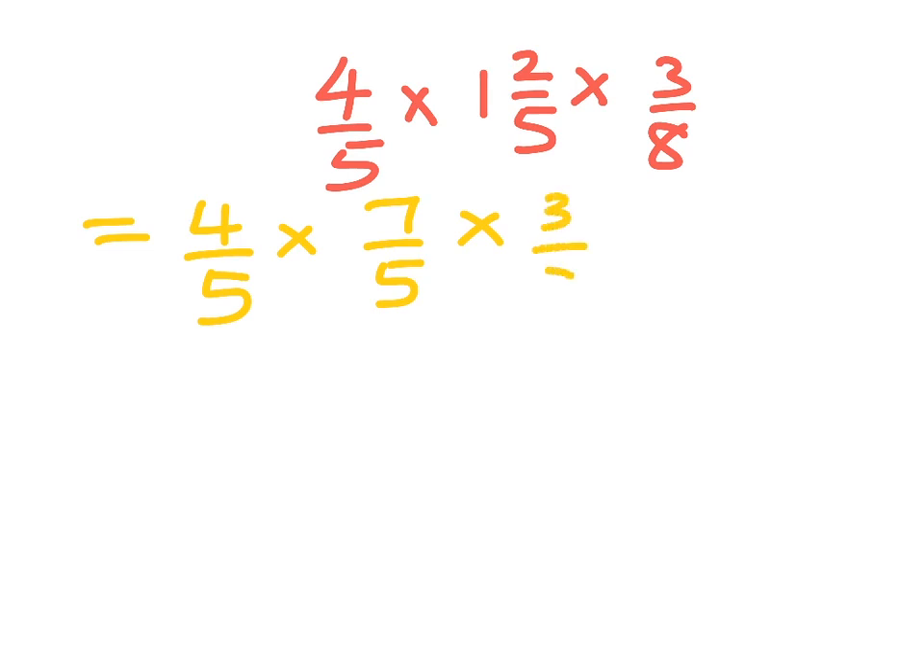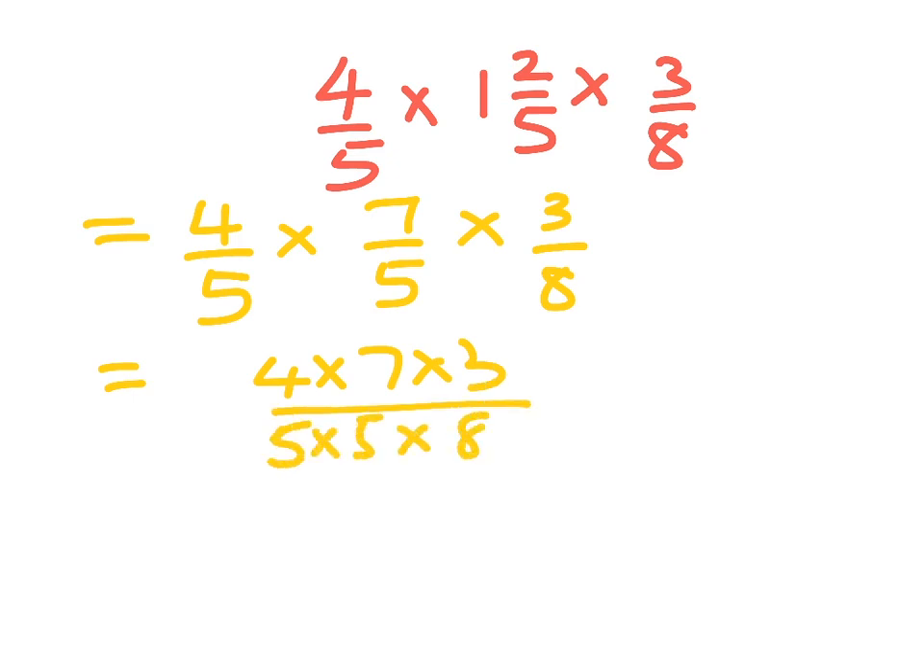Okay, so now if we apply the same rule, we have all the numerators multiplied together. 4 times 7 times 3 divided by 5 times 5 times 8. So if you multiply 4 times 7, that's 28. 28 times 3 is 84. So that's 84. 5 times 5 is 25. 25 times 8 is 200, because that's 50 times 4, that's 200.